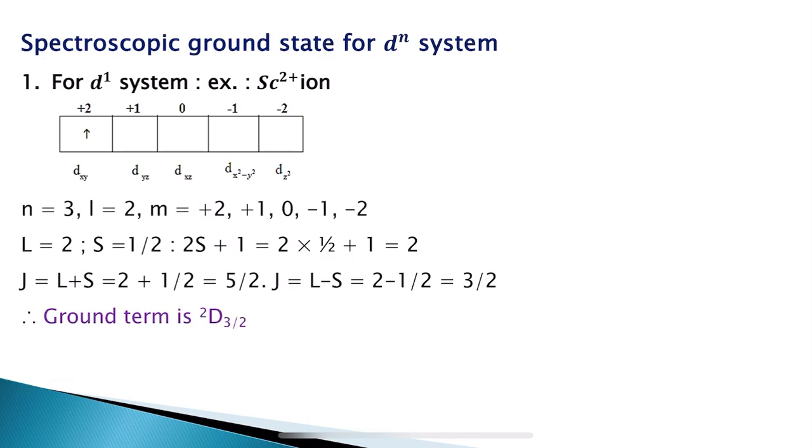So, comparing the 3P and 3F ground terms, the 3F has the largest L value and therefore it is considered the ground term. Next, I also explained about microstates: what is meant by a microstate and how we are going to calculate the different microstates.